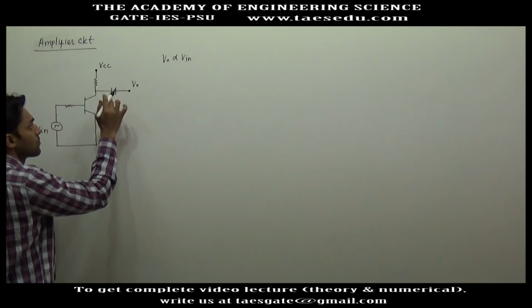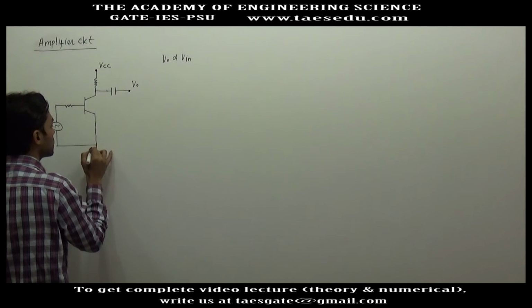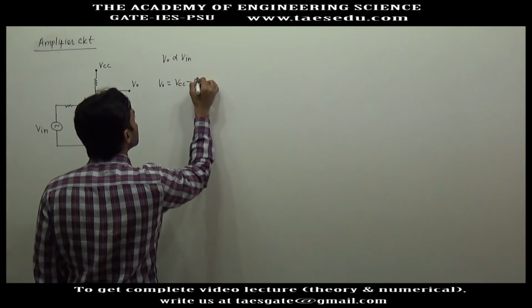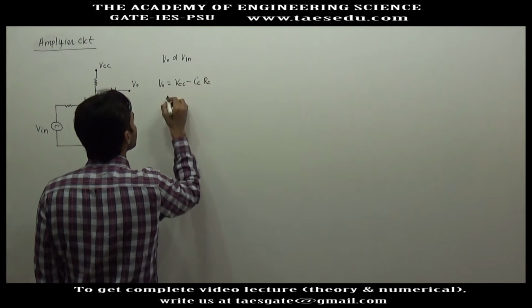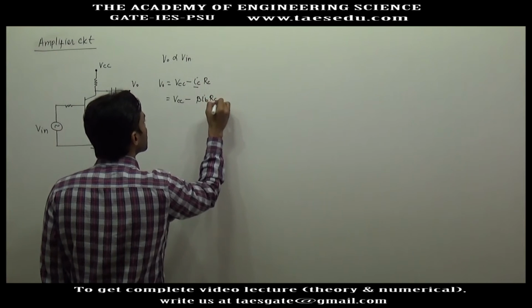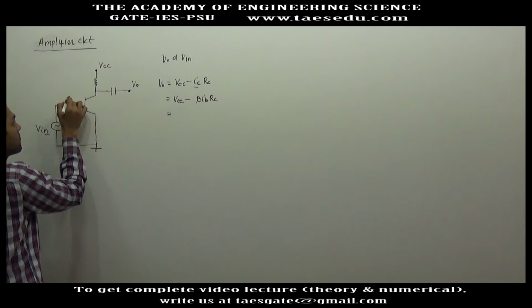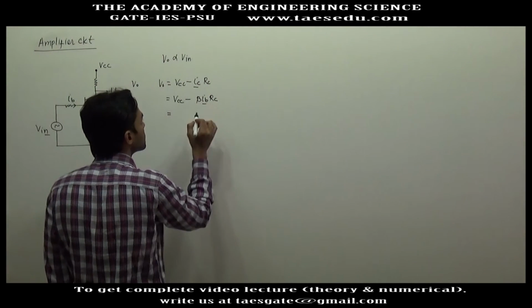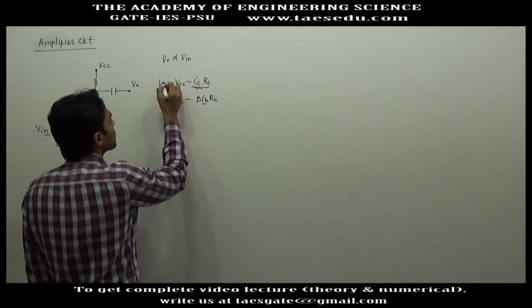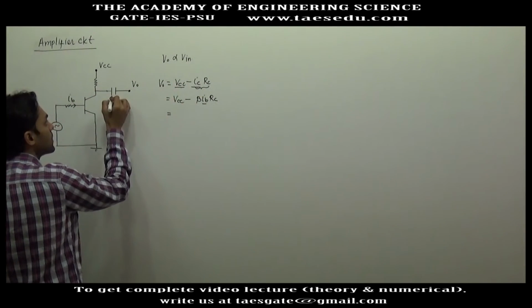But if there is no capacitor, what will be the output here? If this is ground, the output will be VCC minus IC into RC. This will be VCC minus IC, which is beta into IB, into RC. Since input voltage is AC, IB will obviously be AC. If IB is AC, IC will be AC. So this will be an AC signal, but there is an effect of VCC. So this effect will be taken care of by this capacitor.